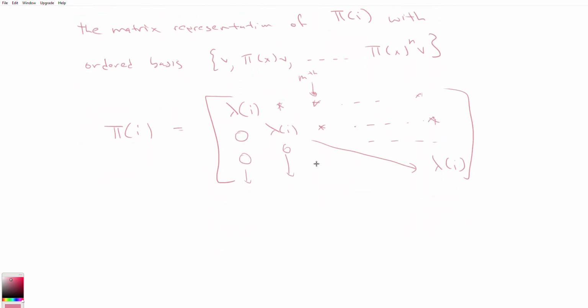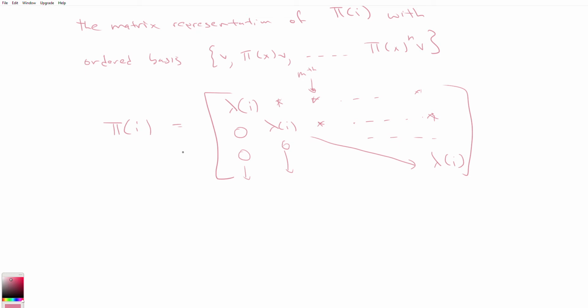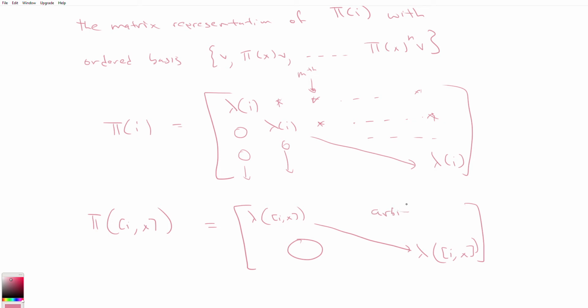And so we're almost done here. We have pi of I is equal to this. This is the matrix representation. Now I want you to consider pi of I bracket x for arbitrary I and x. It should be the same thing, except with lambda of I bracket x. And now I hope you see where we're going with this: lambda of I bracket x along the diagonal. So 0 here, arbitrary here.